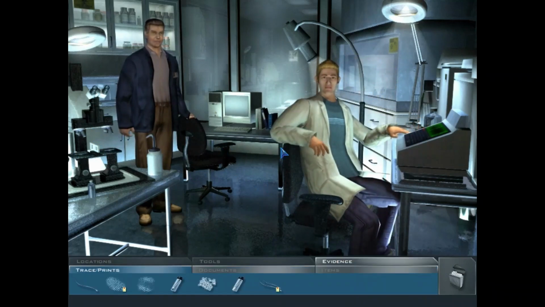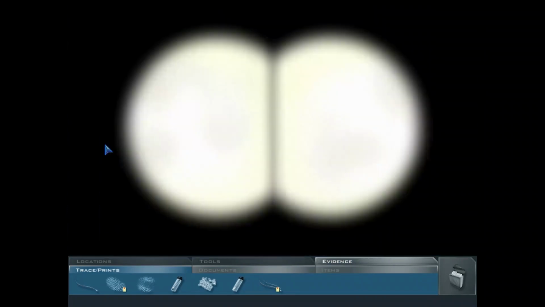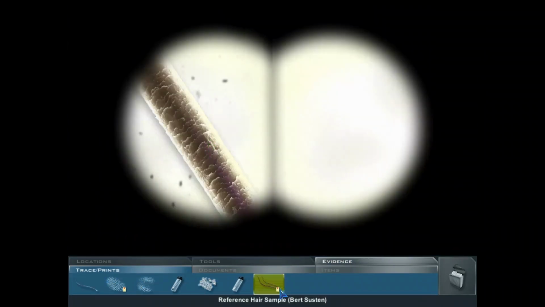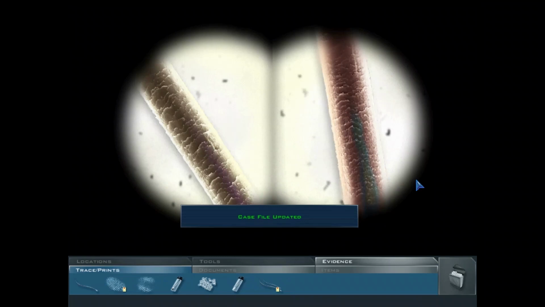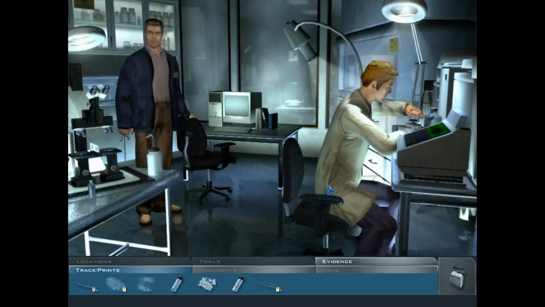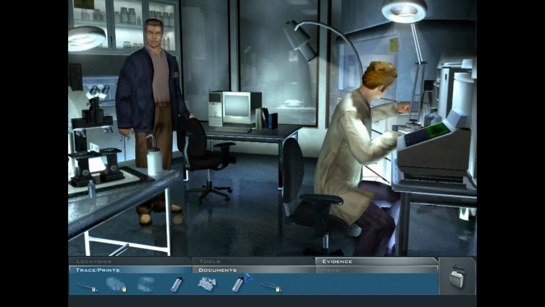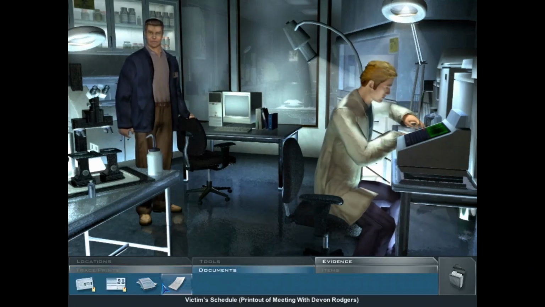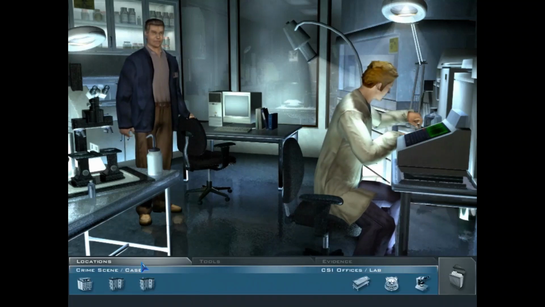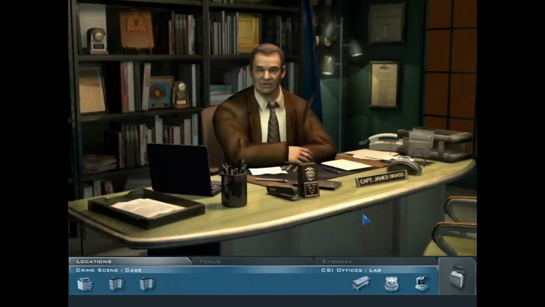What do you need? Doesn't look like these hairs match. Need me for something? You say this Rogers was slotted to meet Kylie just before her murder? Don't need any more justification than that. We'll bring the boy right in.